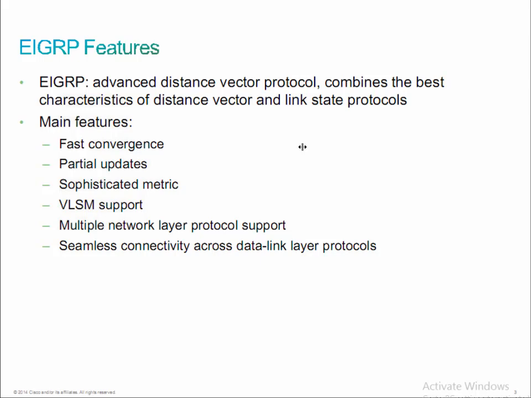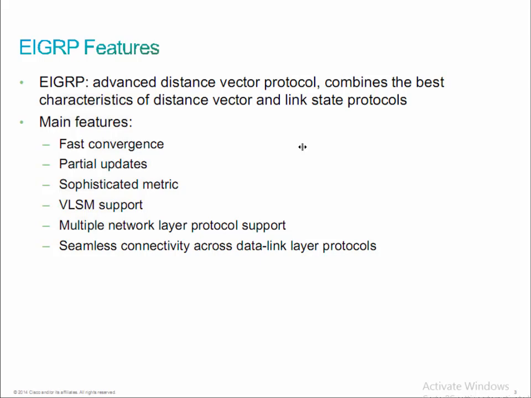It has quick convergence capabilities. In fact, EIGRP, if it's configured correctly, can actually converge even faster than OSPF. It does partial and bounded updates, which means it only sends out updates when they're necessary, and it only sends those updates to individuals that need to hear that information.